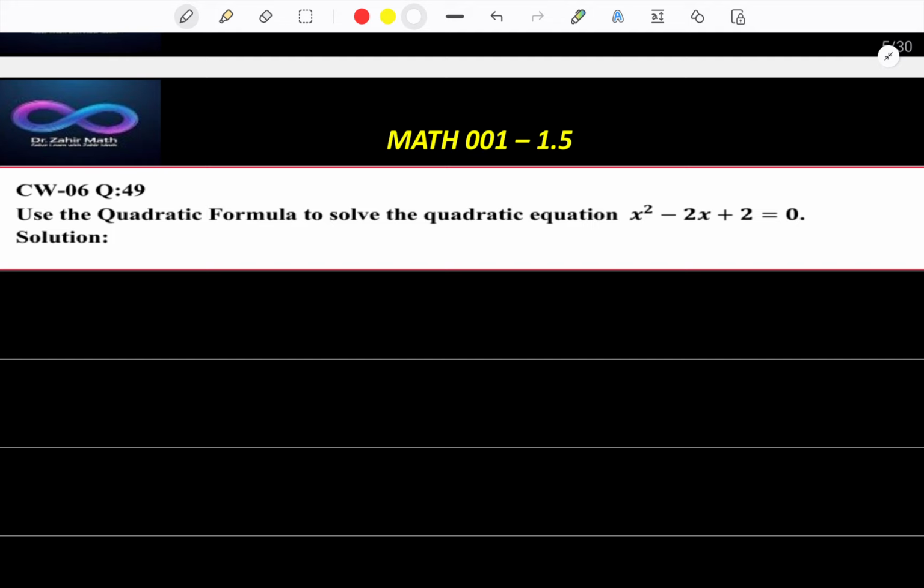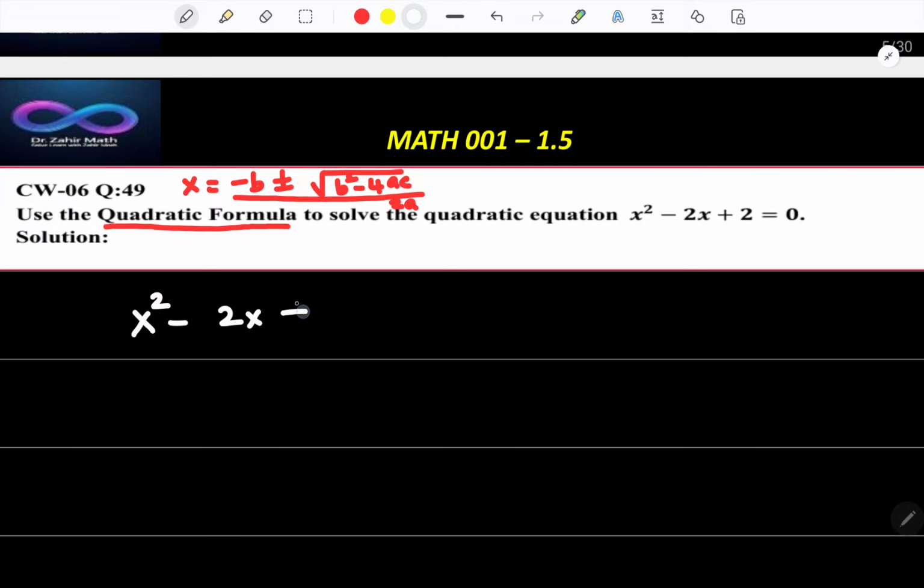Use the quadratic formula. We all studied it in the last exercise, 1.4. Remember? Yes. What is your quadratic formula? Your quadratic formula is x equals minus b plus or minus square root of b square minus 4ac, over 2a, to solve the quadratic equation, right? So let us take this equation: x square minus 2x plus 2.